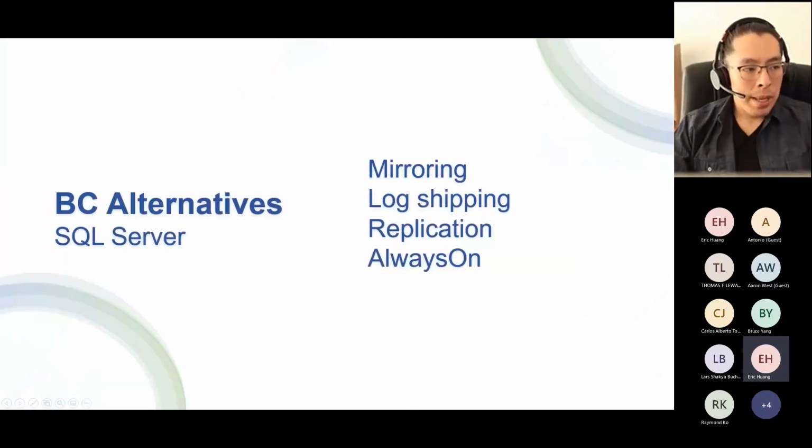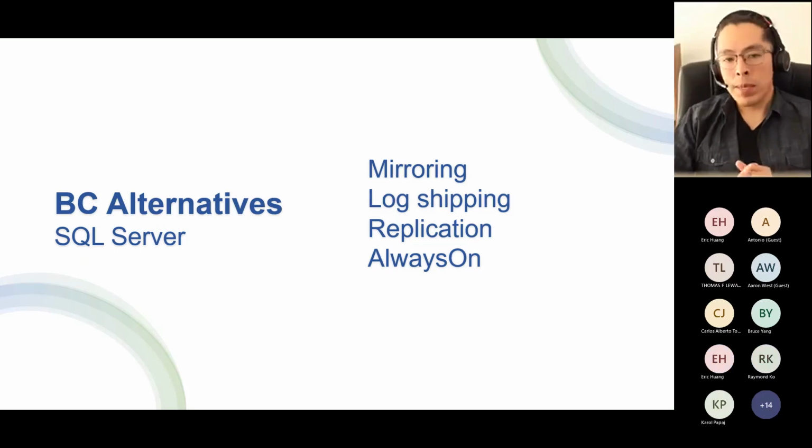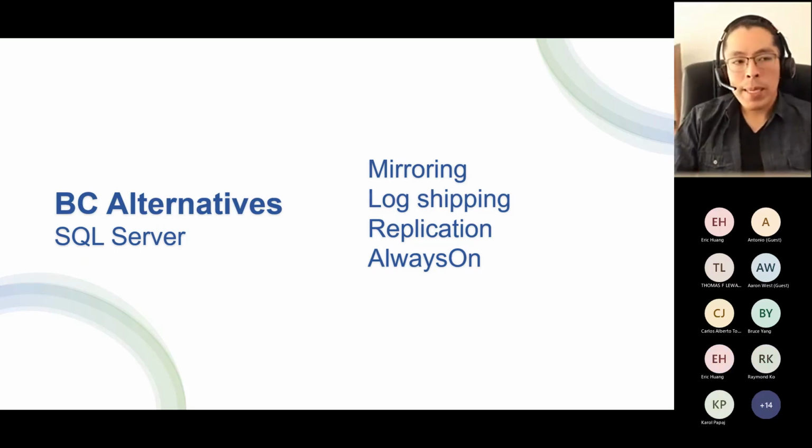So when we are talking about business continuity, we have seen a lot of these scenarios. We have seen mirroring, log shipping, replication, Always On. Those are like our main alternatives. You are going to see that mirroring is a deprecated feature and we don't suggest working with mirroring for new deployments, but instead we can work with AlwaysOn.